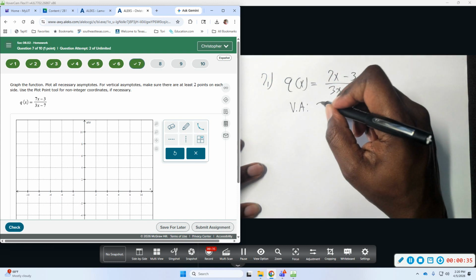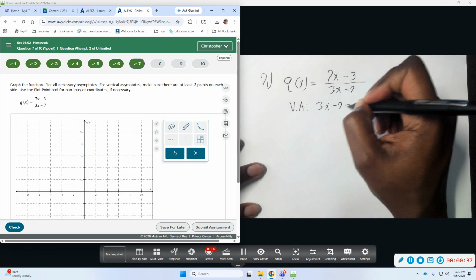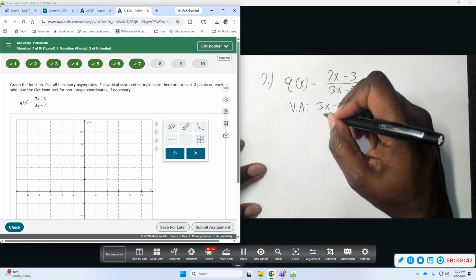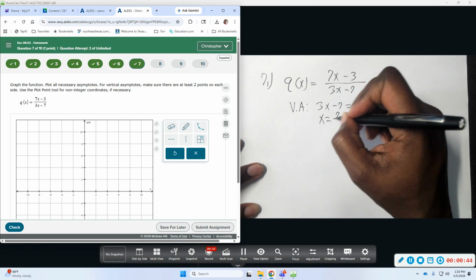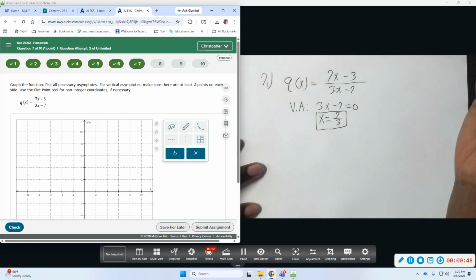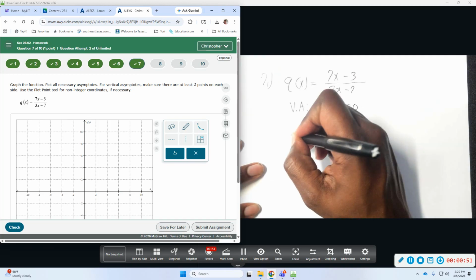So if I do 3x minus 7 equals 0, we'll add 7 and then divide by 3. So x equals positive 7 over 3. This will be a vertical asymptote. Then the horizontal asymptote.